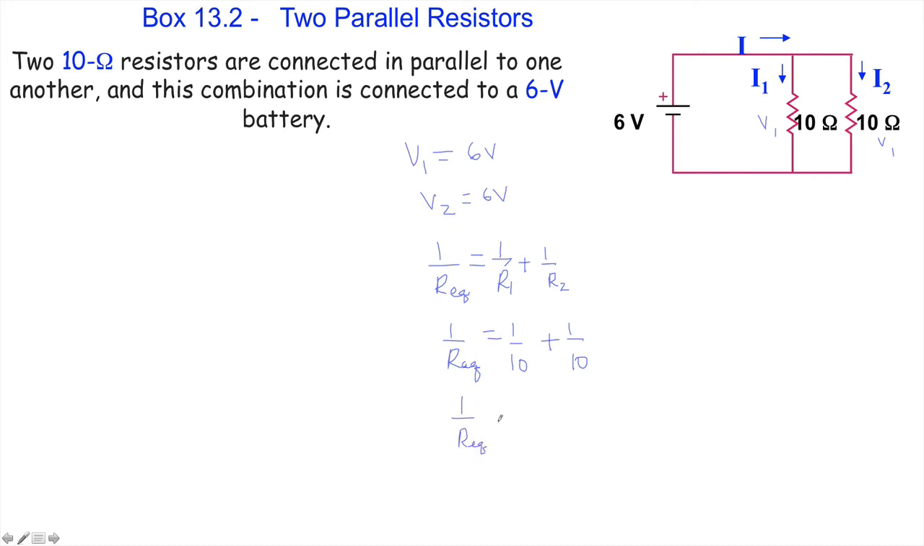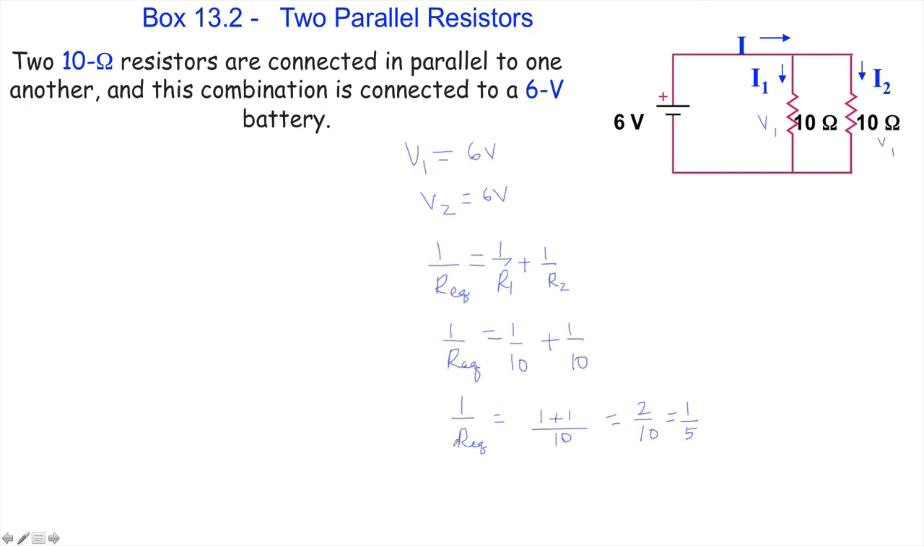So therefore, if you do this, what does it mean? Common factor 10. 10 divided by 10, 1 times 1 is 1. Same thing, 10 divided by 10, 1 times 1 is 1. This will be what? 2 over 10, which is 1 over 5. 1 over 5 is 1 over R equivalent.